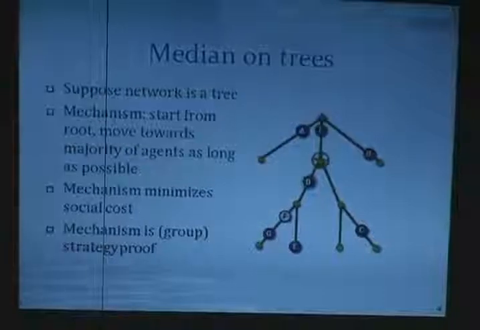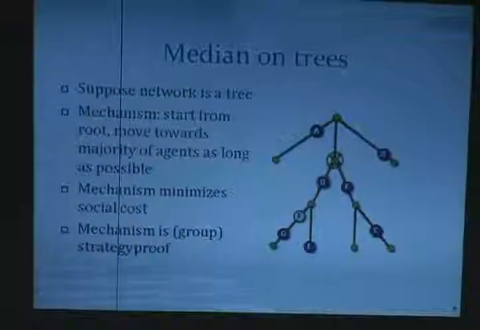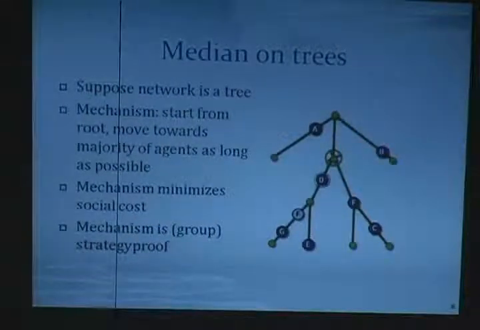So again, the only thing F can do is push the facility away from his location. And this is true for any of the agents, for coalitions, and so on. So if we have a tree, we're in good shape. We again have this optimal mechanism, which is group strategy proof.